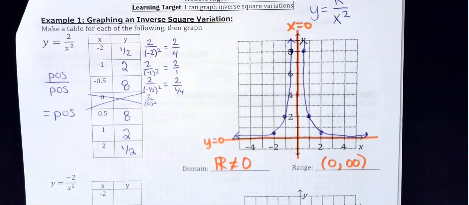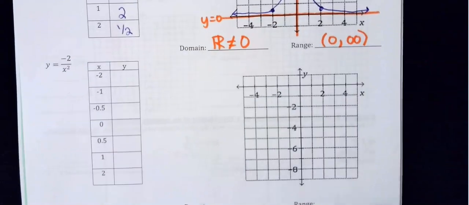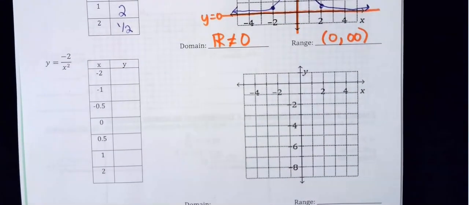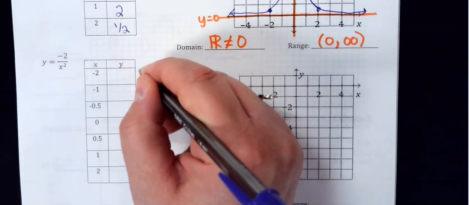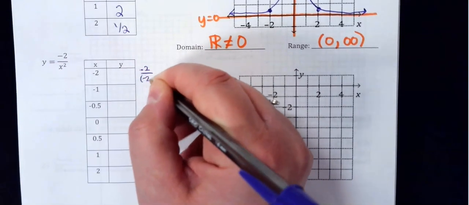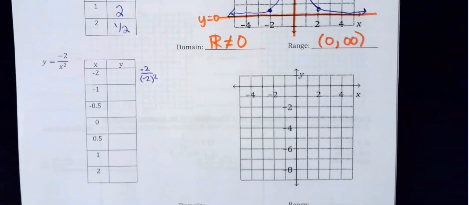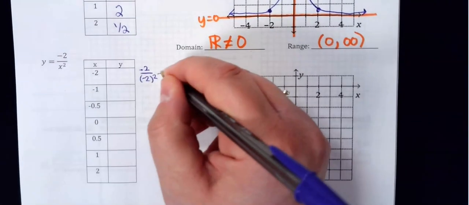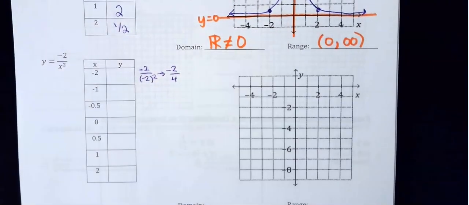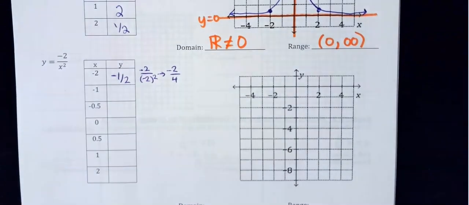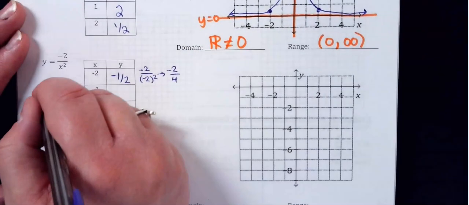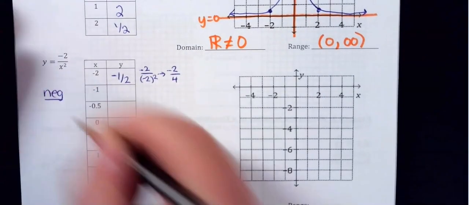All right, now I'm going to just switch up the number on the top real quick. For this table, I just made the k value -2. So this is -2 over x squared. If I were to plug in -2 for my x, squaring that is still going to make it positive. But because I had a negative number on the top, that's my k value, that's actually going to make this a -1/2.